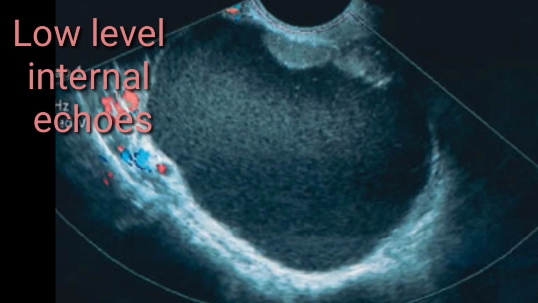And normally, if you want to appreciate the low level internal echoes, use the linear probe and put it on any of the major arteries, and then you will be able to appreciate low level echoes because the blood would be visible on that image. So this blood pattern and the low level pattern is quite similar, so it will help you to understand low level internal echoes in case of hemorrhage.